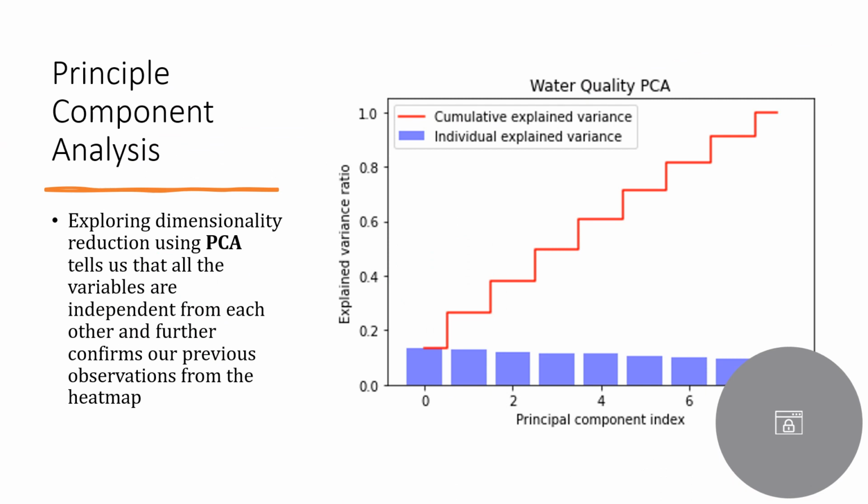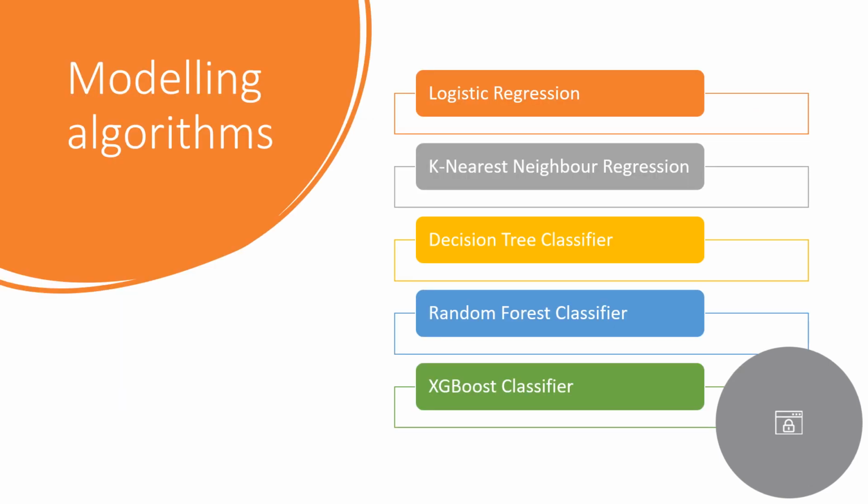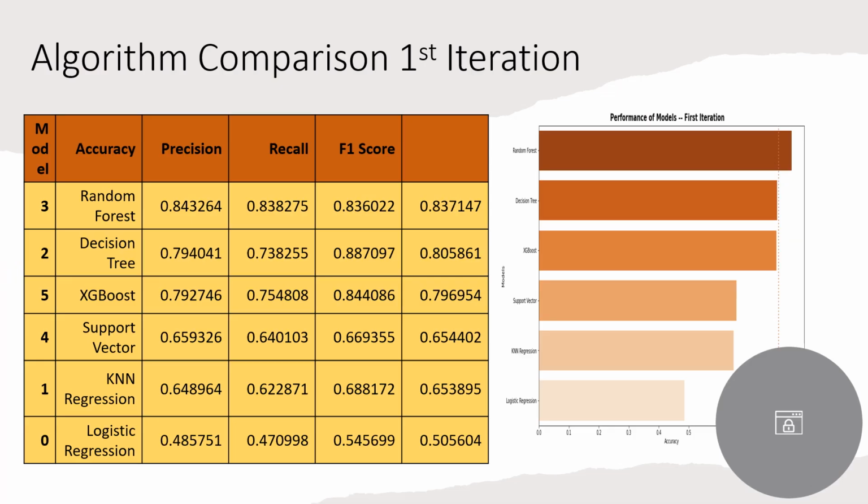Principal component analysis is where we have tried to decrease the dimensions in the data set. From this graph we can see that all the variables are independent of each other, which further confirms our previous observation from the heat map. And these are all the ML algorithms used in the project.